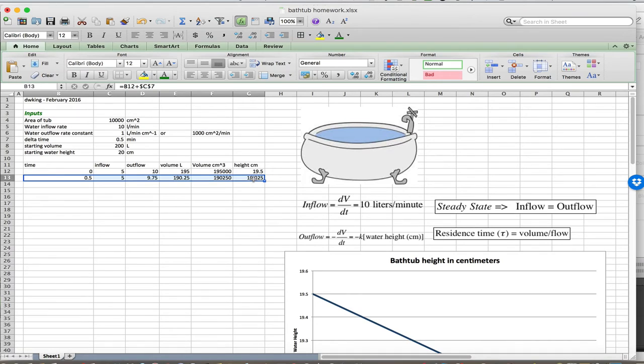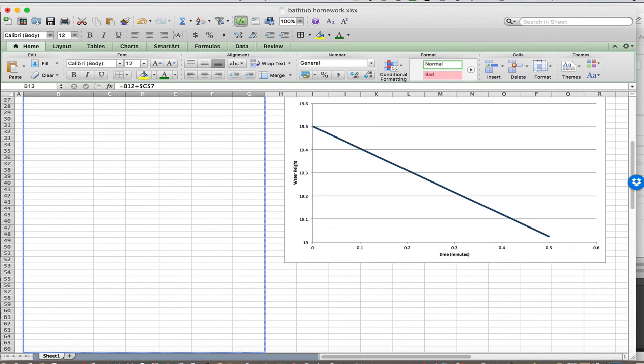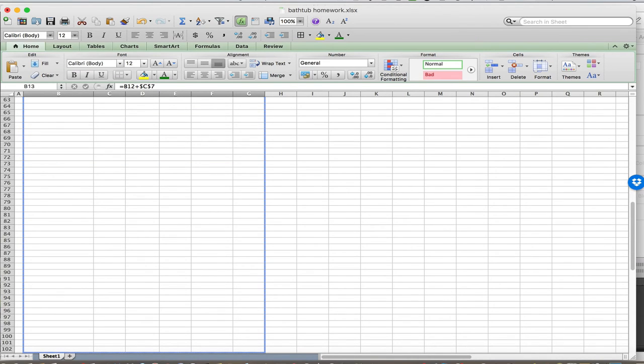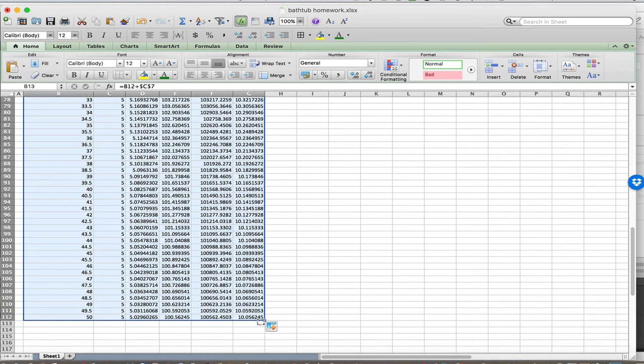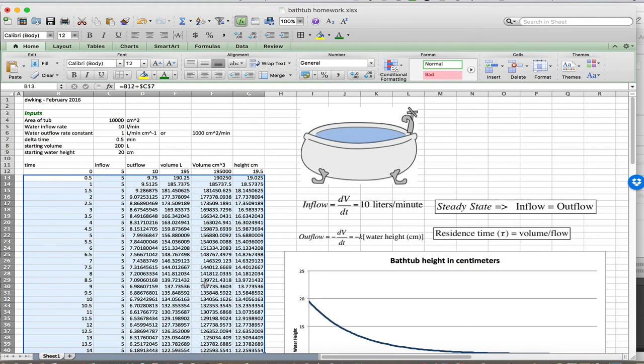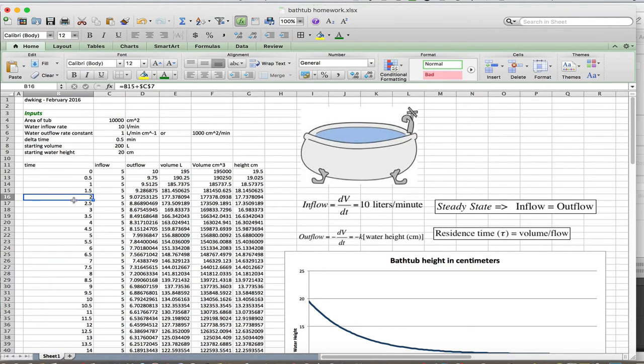So I'll highlight the rows I want to fill down. I'll grab the lower right corner, and I need to go down to about 112, to get to 50 minutes for my simulation. And we are done. These have now filled down, and each of these have filled down.